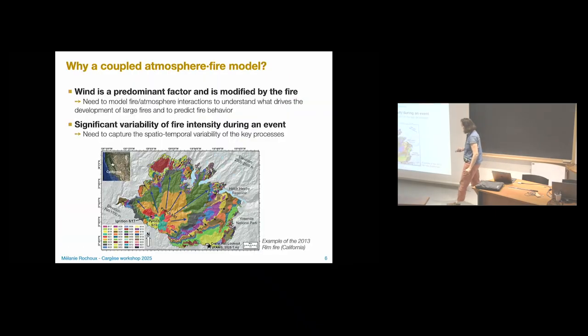So why are we working with the coupled atmosphere fire model? Through some preliminary sensitivity analysis, we have seen that wind is a predominant factor, and we really want to capture how the wind is modified by the fire, this fire-induced wind, and see its temporal variability, how it can change over time across an event. Because, for instance, if we look at the Rim Fire in California in 2013, you see some days where one color is one day of propagation. You have some days with very large areas that are burned, and you really want to detect when these days can occur.